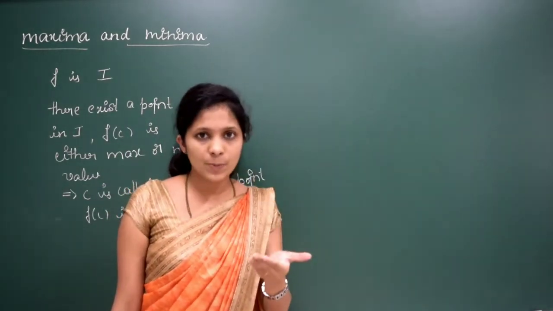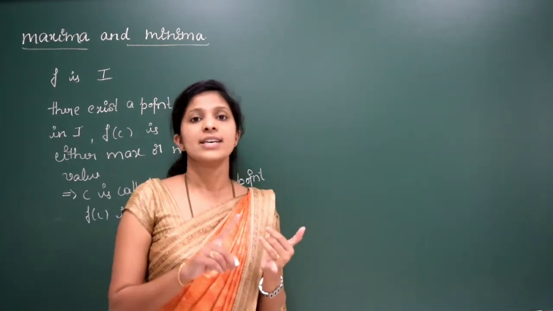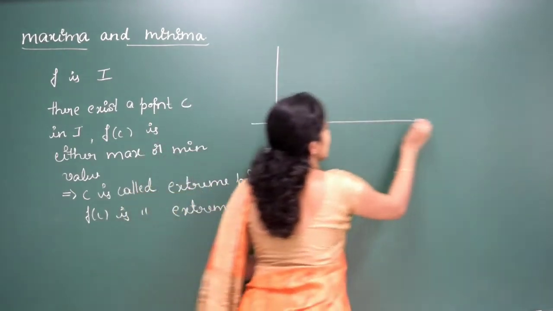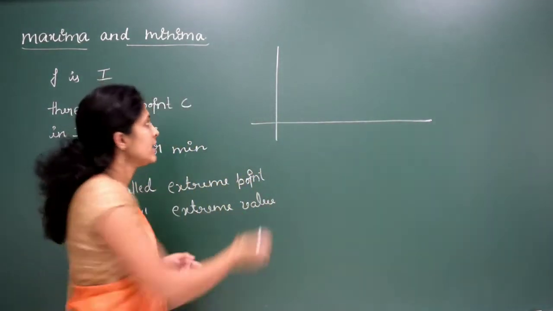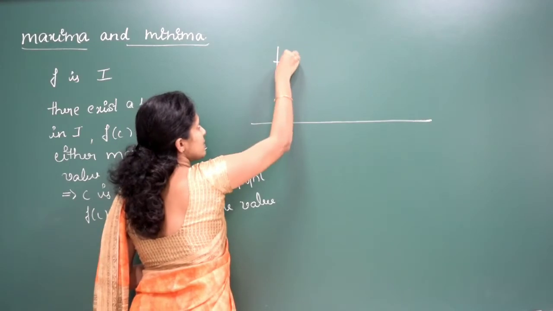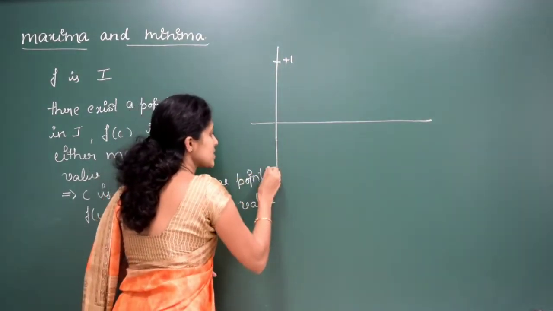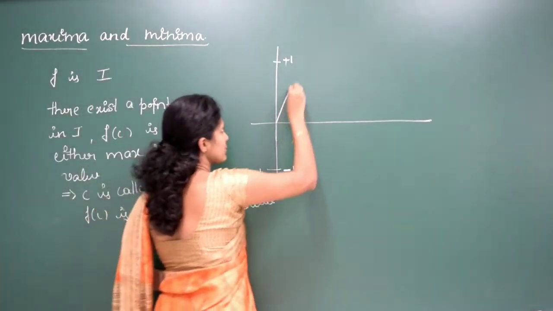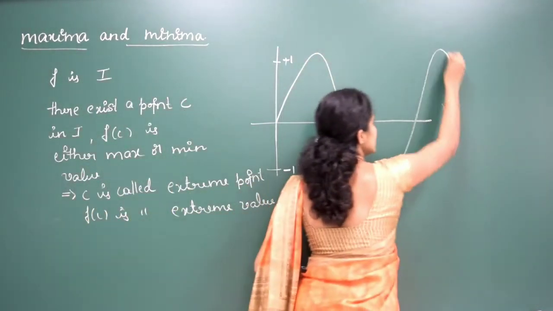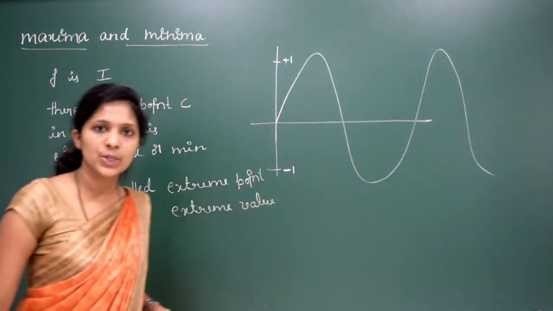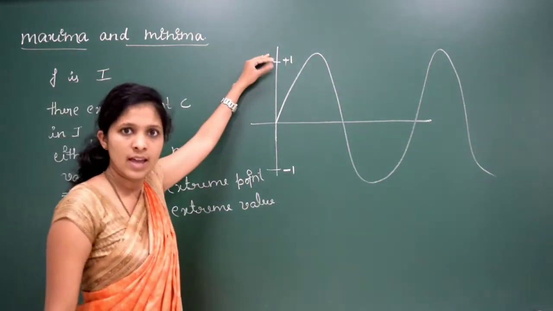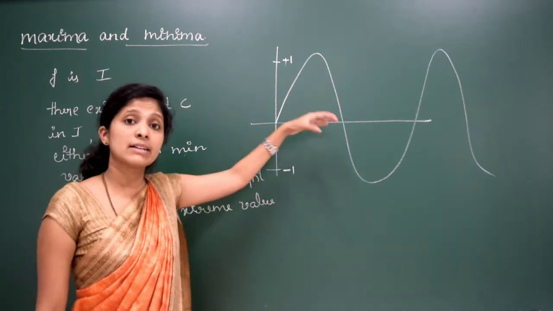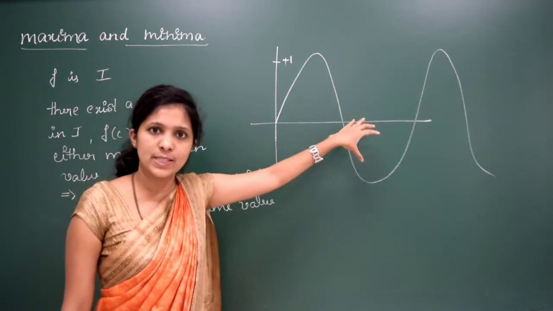More than that is also possible. If you consider the graph of a sine function or the cos function. Let us consider the graph of a sine function. You know the range is between +1 and -1, right? So this is the range of a sine function. The graph will be like this, right? So what is the maximum value here? Maximum value is 1 and the minimum value is -1. So here many points of maxima are possible.